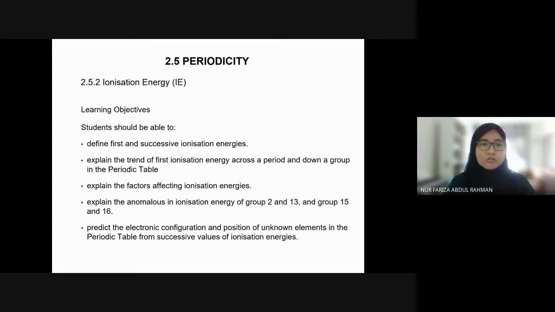Okay, alright, so we are done with atomic size. Now let's move on to ionization energy. And then we have two more, okay, which is electron affinity and electronegativity. Okay, and this is our checklist. So we are done with the size. Next will be ionization energy. So as you can see, we have quite a number of learning objectives for ionization energy alone. Okay, so make sure that you completed all this learning objective, okay, at the end of this subtopic.